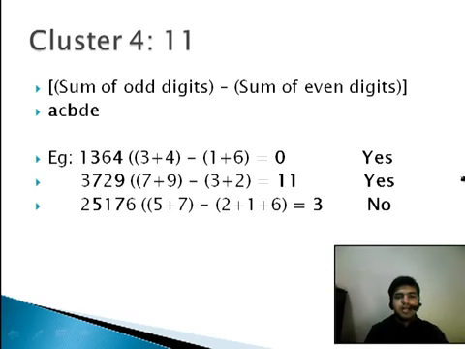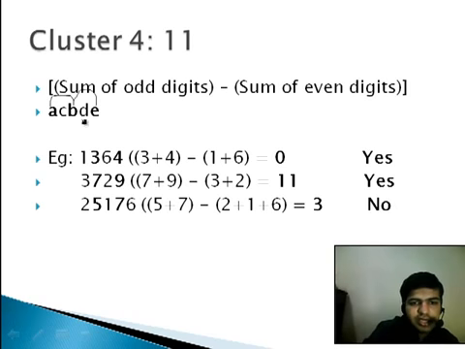Next cluster that comes is 11. 11 has a unique divisibility rule. If we have a huge number, we take the sum of odd-place digits and the sum of even-place digits. Consider this: these are the odd digits starting from the right side. We have to start from the right side. A, B, C, D, E is a number which has 5 digits. We start from the right side, we add E plus C and A.